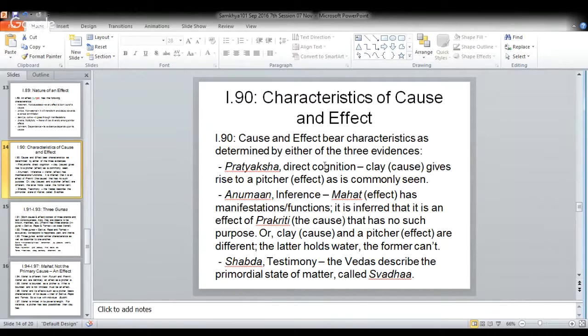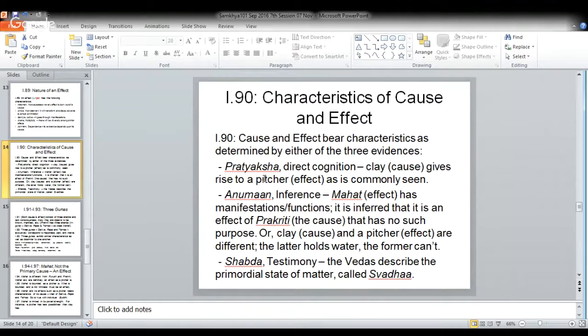Pratyaksha Pramana, which is direct cognition, direct perception. I was using the word direct perception, I should change here. Clay as a cause gives rise to an earthen pitcher, which is an effect, as is commonly seen. So this is very much known to us. Human beings see it day in and day out. We produce all kinds of worldly objects where a cause is required and that gives rise to an effect.